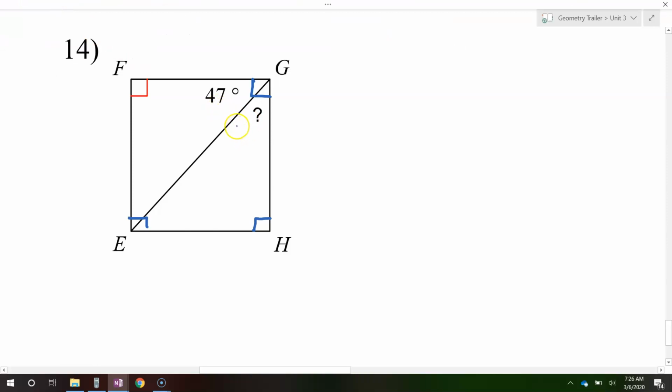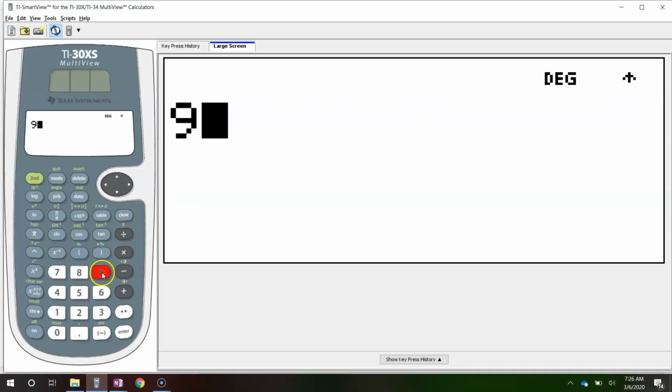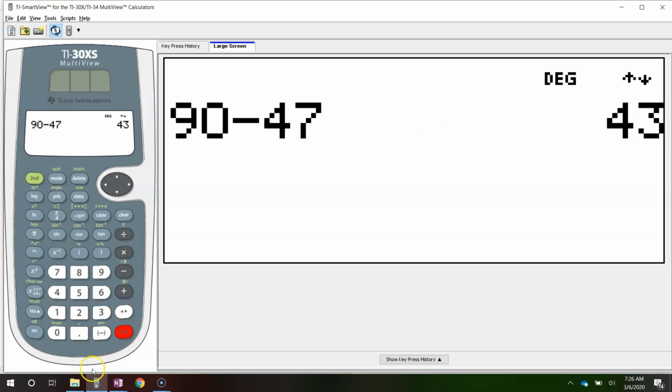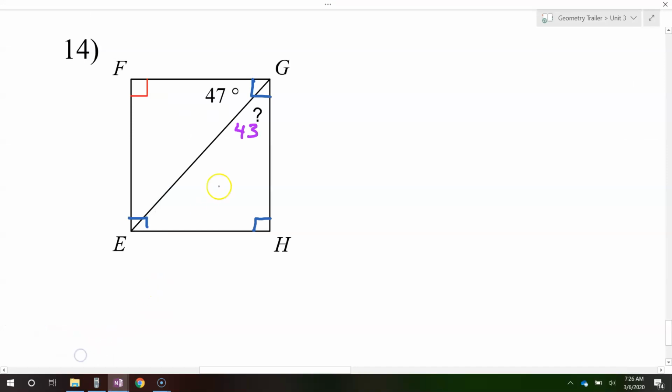So if this is 47, then this angle must be 43 because 90 minus 47. And that's it. So the answer to number 14 is 43. Just not much to it. And that's it. That is how you use special angle pairs and properties of parallelograms to find unknowns.